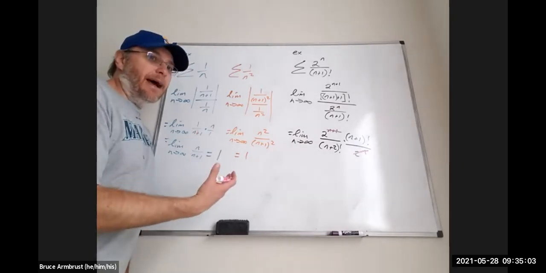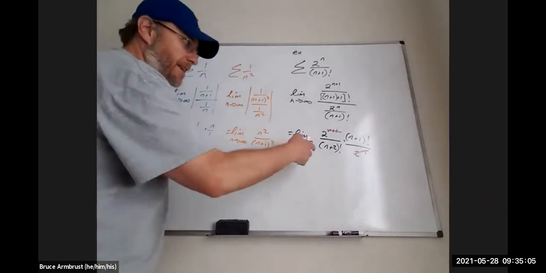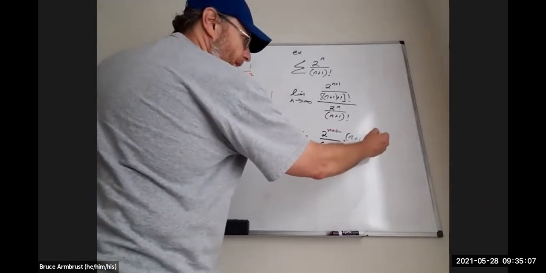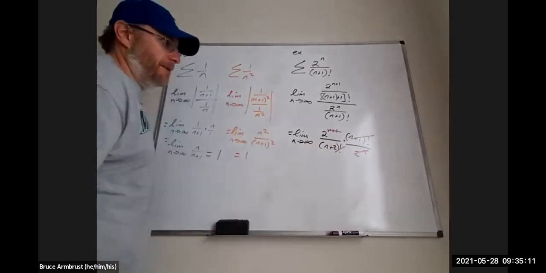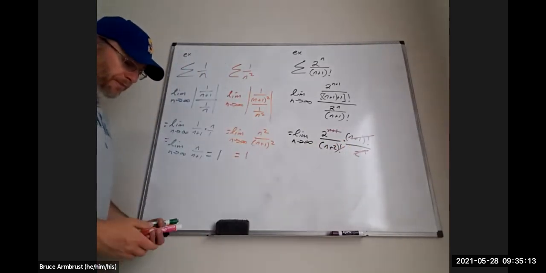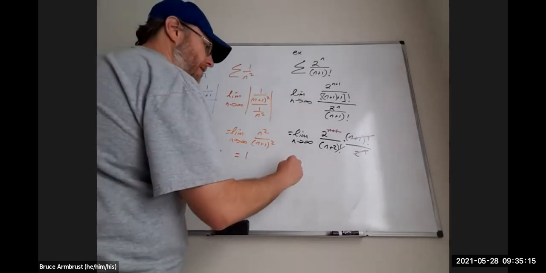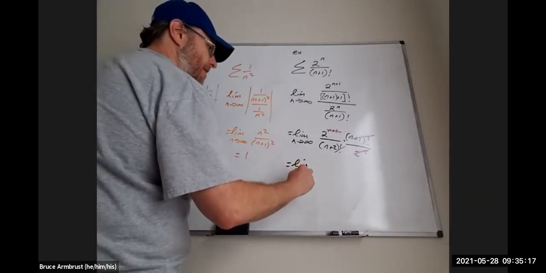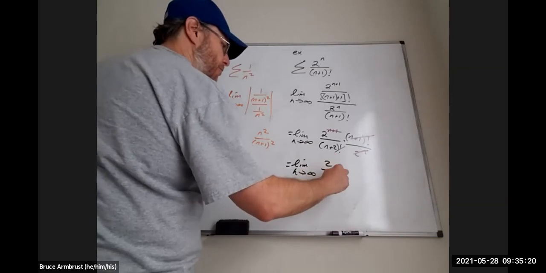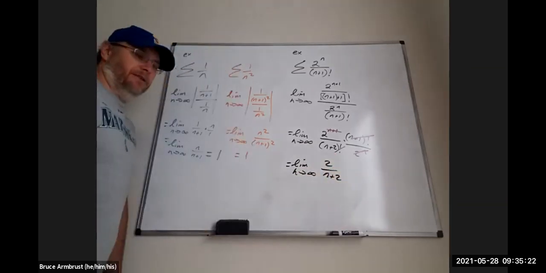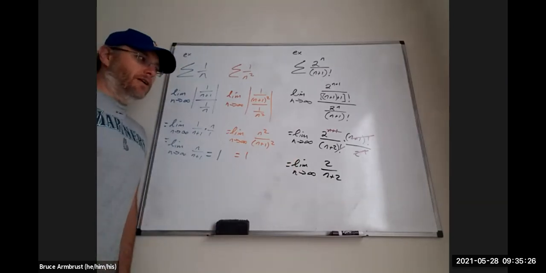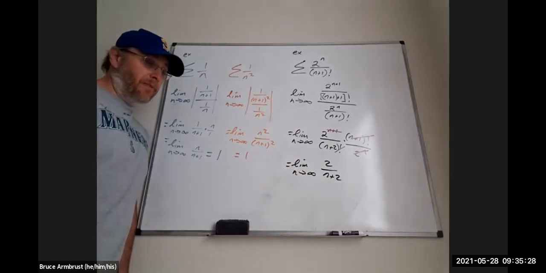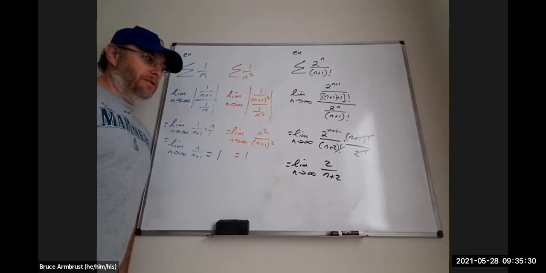Because this is going to happen a lot with the ratio test. This actually reduces the whole n plus 1 factorial is going to cancel with the factorial on the bottom and leave me just an n plus 2. So this is going to be the limit as n goes to infinity of 2 over n plus 2. So all kinds of stuff reduces here when we do the ratio test.